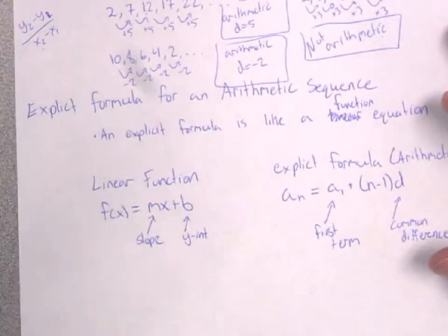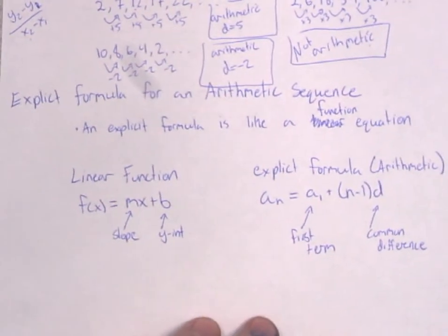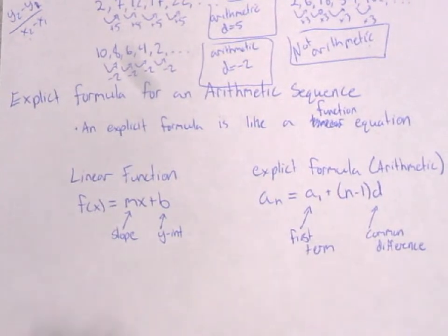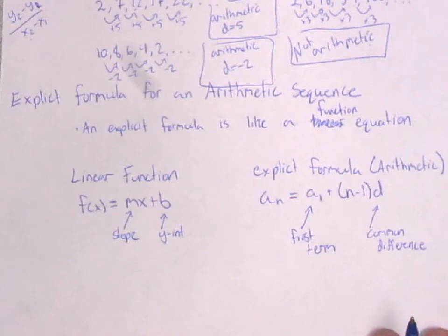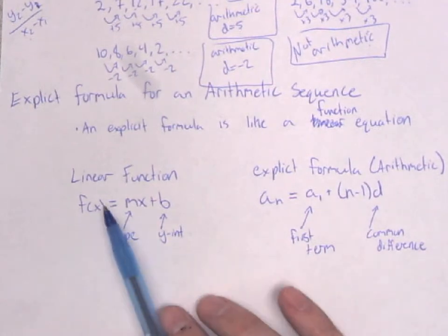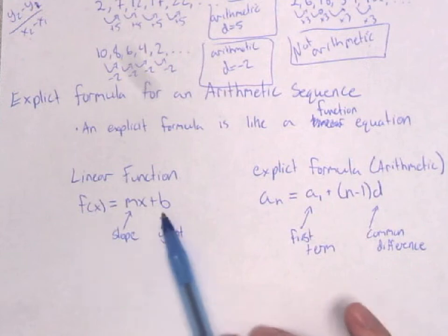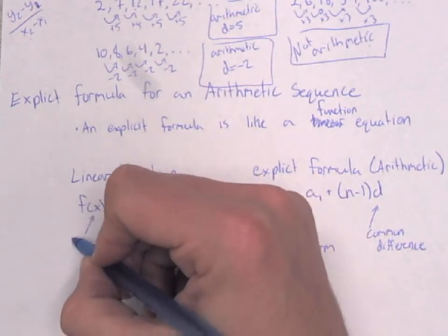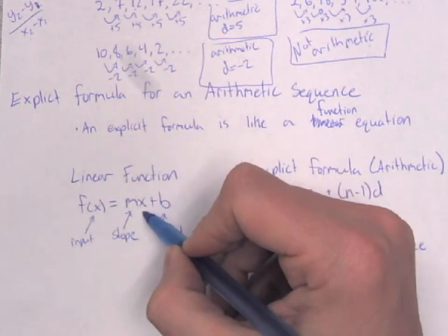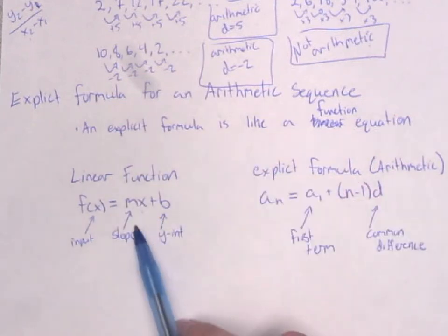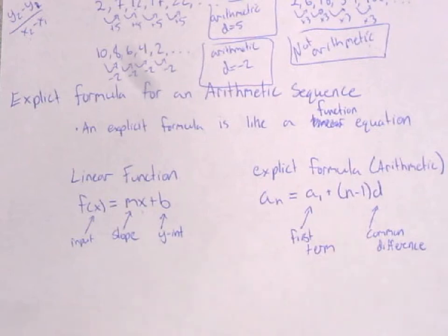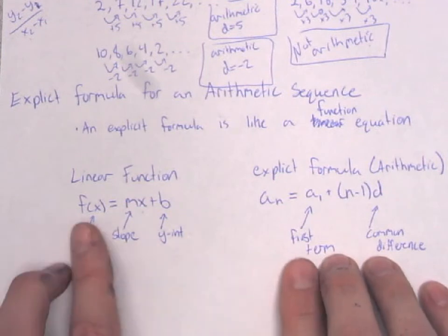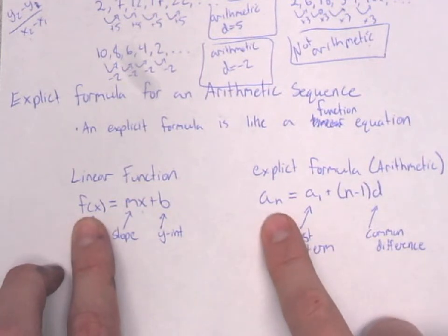Okay? What I wanted to explain, though, is that since an arithmetic sequence is like a linear function, their equations look really, really similar. So this is a linear function. Okay, it's like y equals mx plus b. I'm using function notation, so x is the input here. Input, right? So again, x is the input or the variable. M is the slope, and b is the y-intercept. Okay, what I want you to notice is how similar these are. This is using function notation, this is using sequence notation.